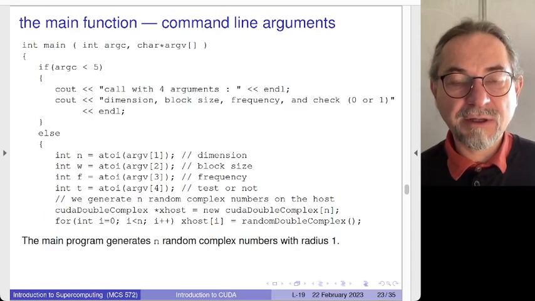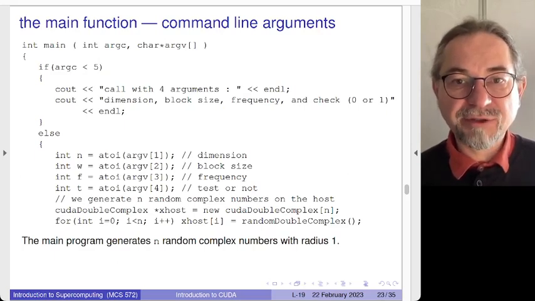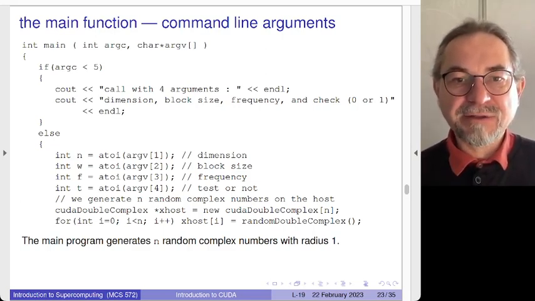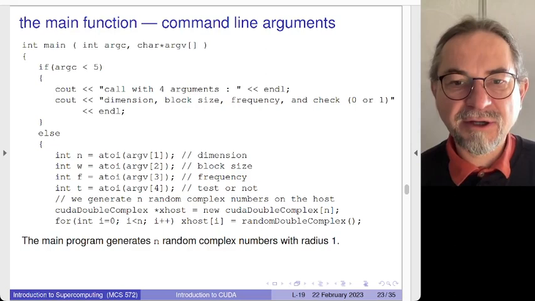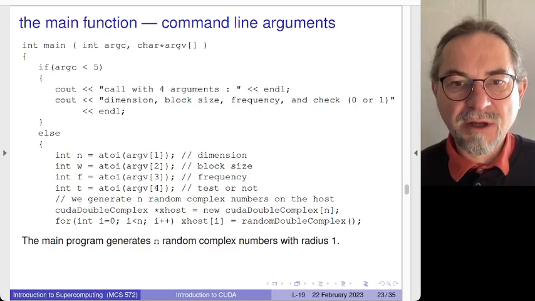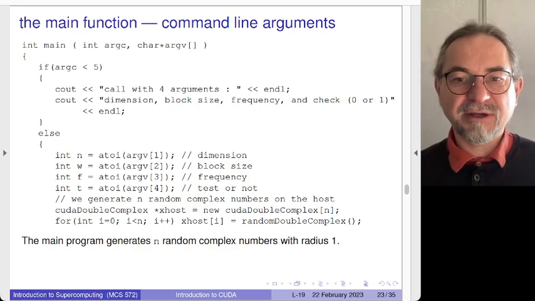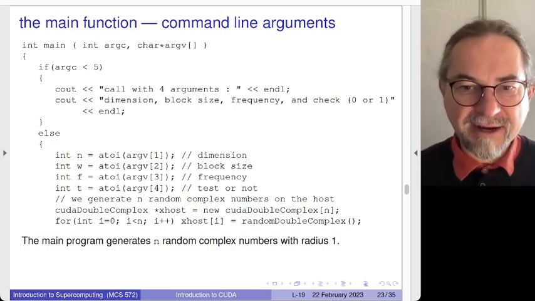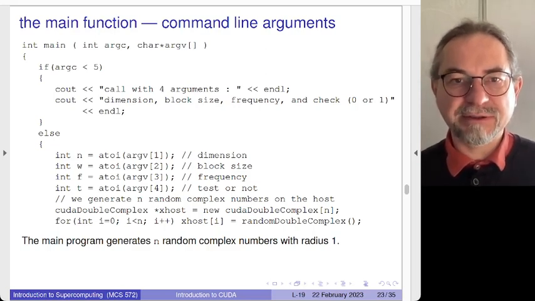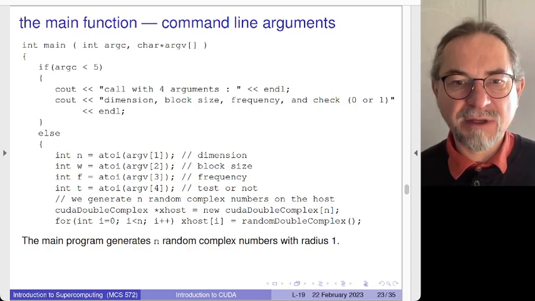All right. Then in the main program, to make this user-friendly, if the user runs this for the very first time, most likely they will not know what the arguments are. So we have the dimension, the block size, the frequency, and then a 0, 1 flag to indicate if we're going to do this for testing or not. In order to avoid overflow, I should probably have pointed this out, we will work with random complex numbers with radius 1. So the numerical stability is important here as well.